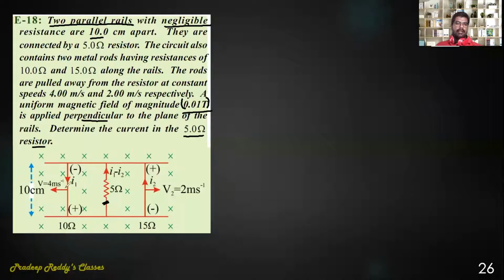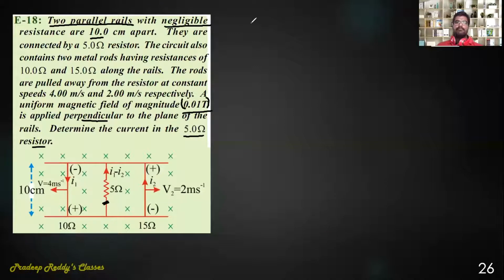Now as velocity v1 is moving left side, velocity v2 is moving right side. So the current directions are also indicated in the circuit. When the rod is moving right side, current will be going upward. When it is moving left side, obviously current should come downward. That we have already discussed in the previous examples as well.